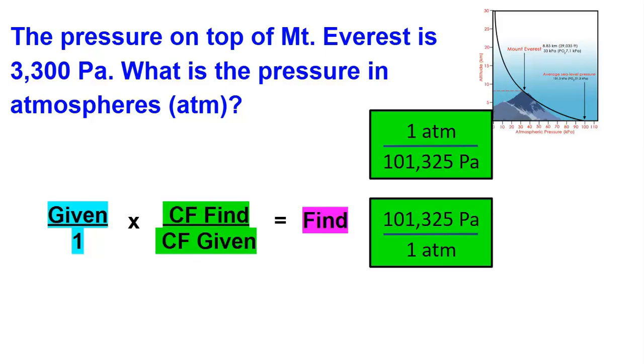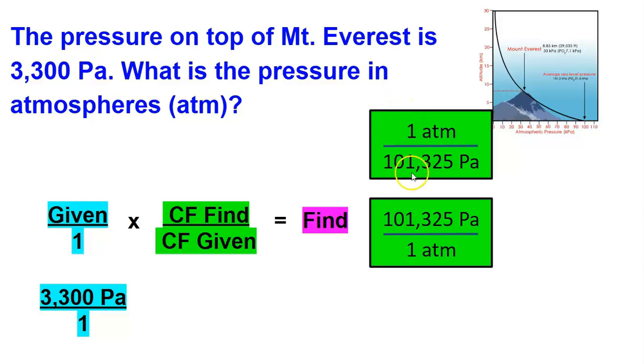So now let's go into how do we set it up, how do we solve these? So remember, for dimensional analysis, we start with our given and we put it over 1. In this case, we're given 3,300 pascals. So we would put that over 1. The units are super important here, so you can't forget the units, because that's going to determine the setup of your conversion factor fraction. Now let's see if we can pick the right conversion factor fraction.